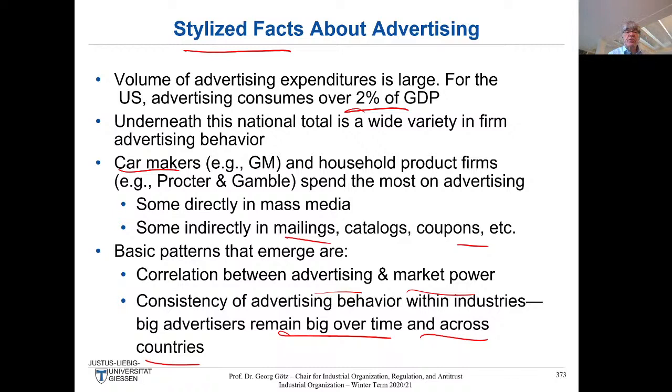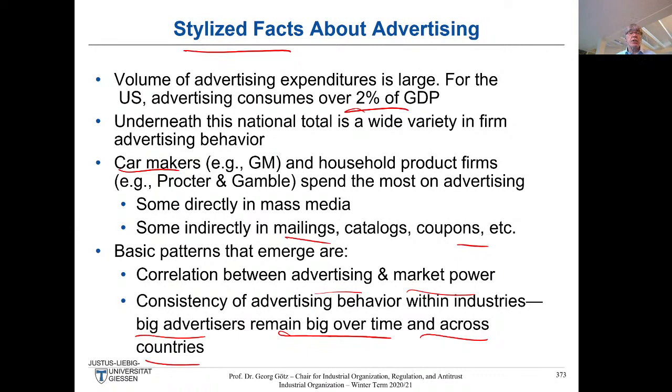Again, you might think of Coke, which has been a dominant firm for a very long time, making supernormal profits and investing a lot in advertising. And what you see is that it's the same segments or the same industries over the different countries which invest a lot, and the same big advertisers stay big over time.